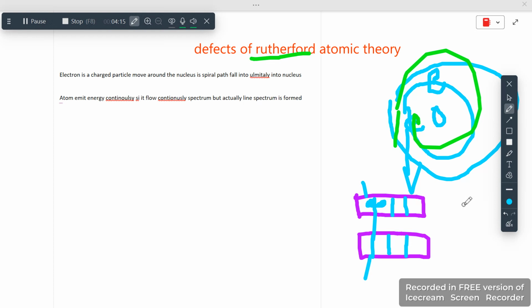So what does this mean? As I told you, we have two spectra: this one is the line spectrum and this one is the continuous spectrum. In the continuous one, if this is yellow and this is red, we can also see red in this part and yellow as well. But in the line spectrum, we cannot see another color in that part. So if the atom emits energy continuously, it should follow a continuous spectrum. But no, the reality is that it has a line spectrum, not a continuous spectrum. Why?